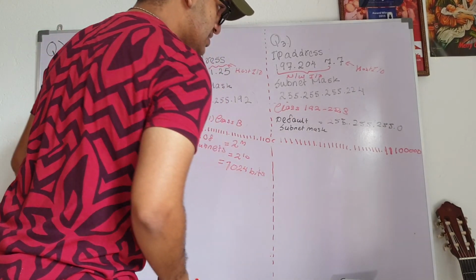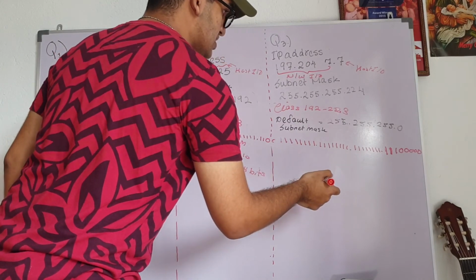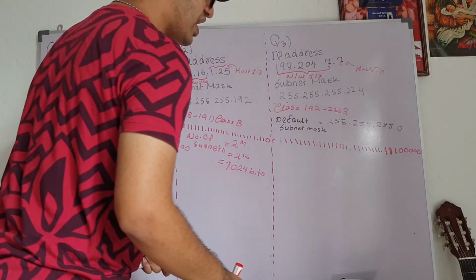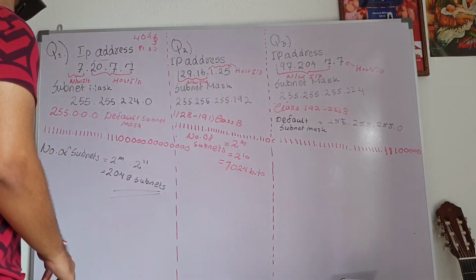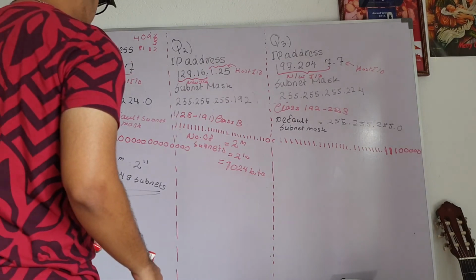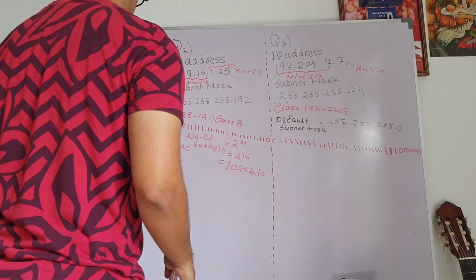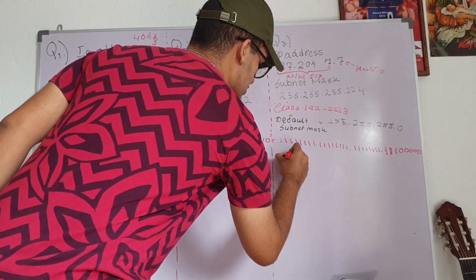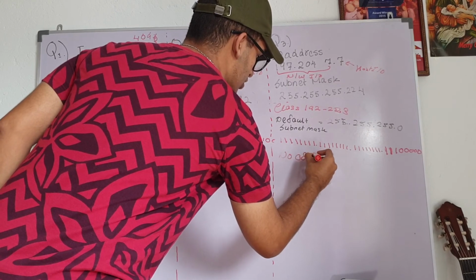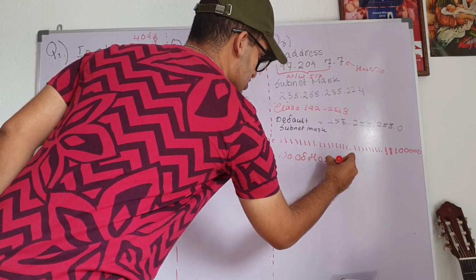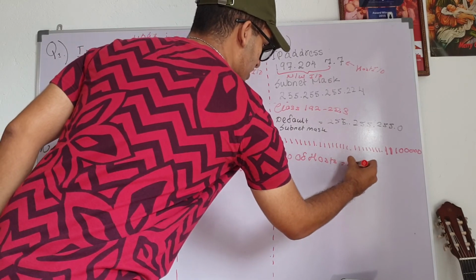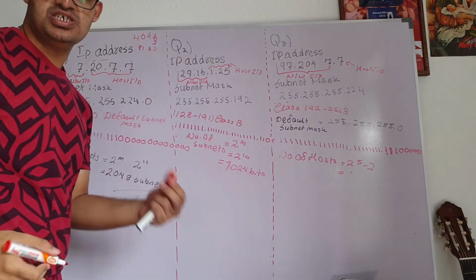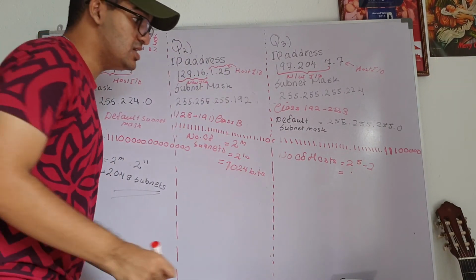So the number of host bits in this is going to be 8 minus 3, which is 5. The number of hosts is going to be 2 to the power 5 minus 2. 2 to the power 5 is going to be 32. 32 minus 2 is going to be 30 hosts.